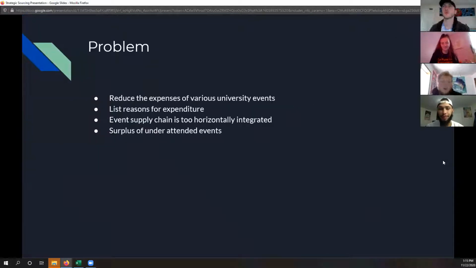So the problem we're proposing to you today is overall just reducing WVU's drastic costs in events. WVU has countless events, and I'm not saying we don't need events, but there are a lot of ways that we can reduce the cost of events, and we're going to go over that.